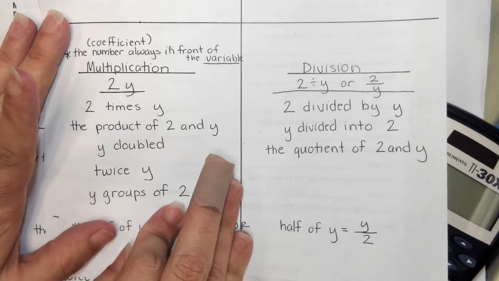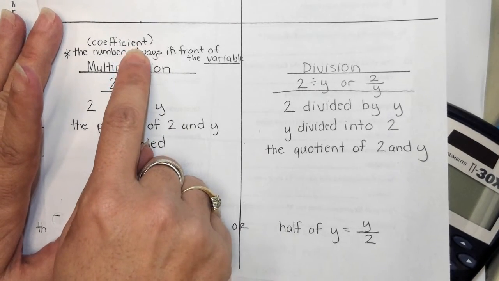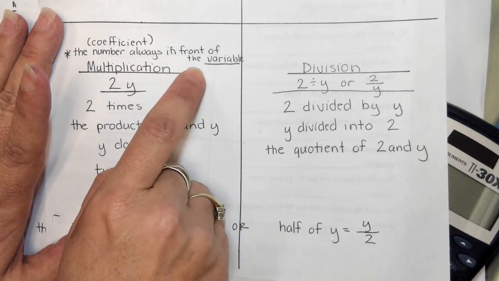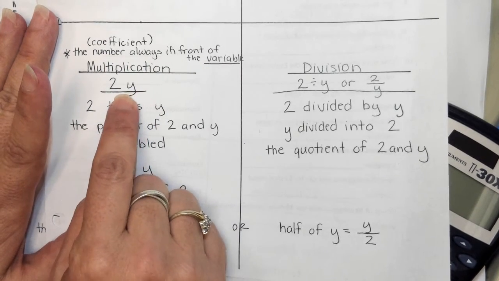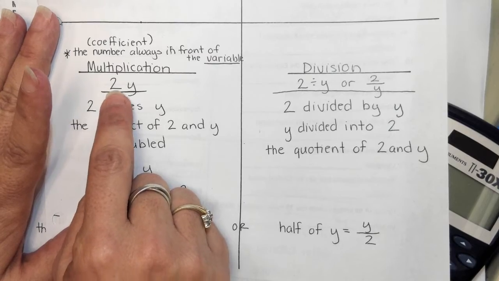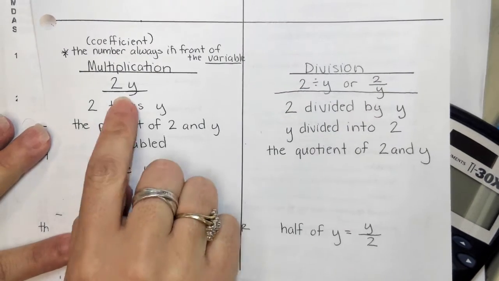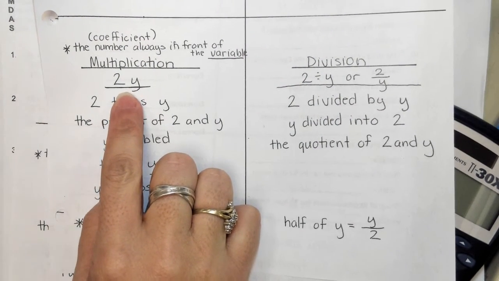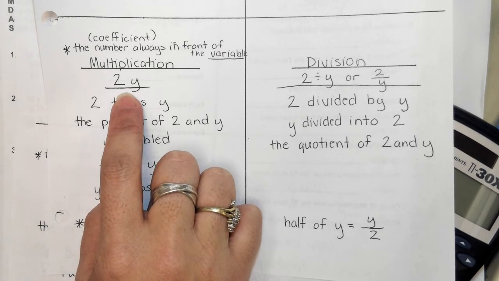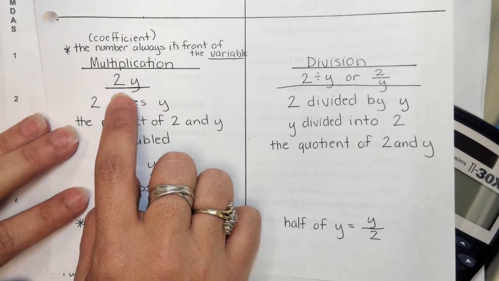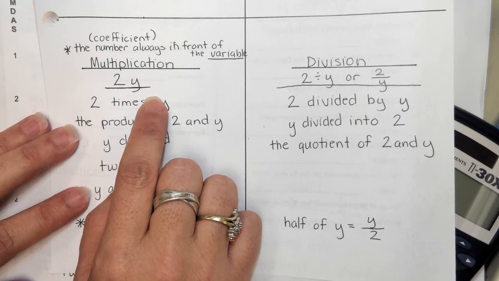There is a fancy word on here called a coefficient. It is the number always in front of the variable. We talked yesterday about a 2 and a y being bumped up against each other, and that meant multiply. Instead of saying 2, we should say the coefficient of 2. It's the same thing. It's called a coefficient because it's bumped up against a letter.